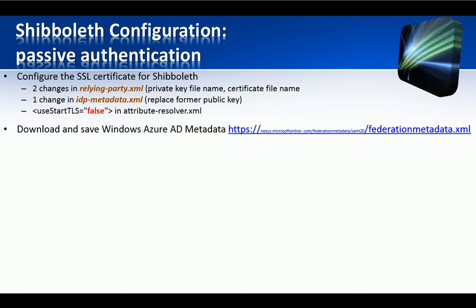Well, Shibboleth Identity Provider needs information about the Windows Azure AD Relying Party. So we have to either download the Windows Azure AD metadata from this link, or we could just put a URL to that file in our configuration. But in our case, we needed to choose the first option because we needed to change it in order to make it work with active clients. That we'll do at the end of this presentation.